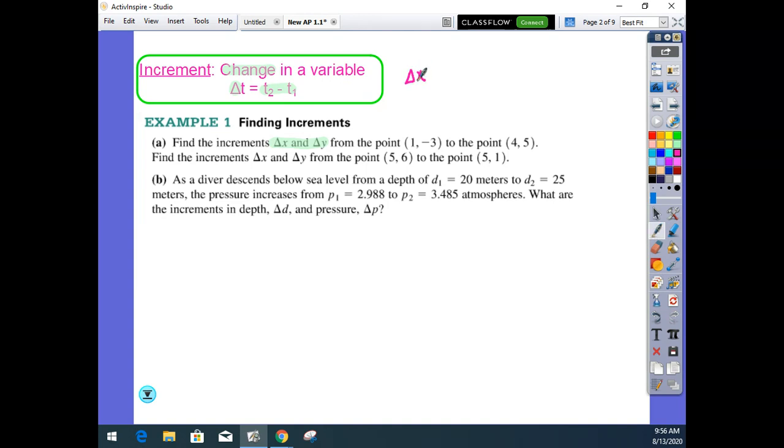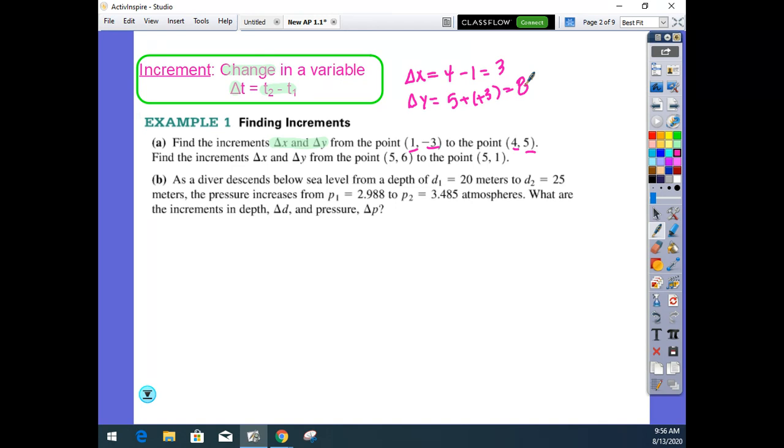To do our change in x, we just take 4 minus 1 to get 3. Change in y, 5 minus -3. Watch your negatives, that always gets people. To get 8. All right.